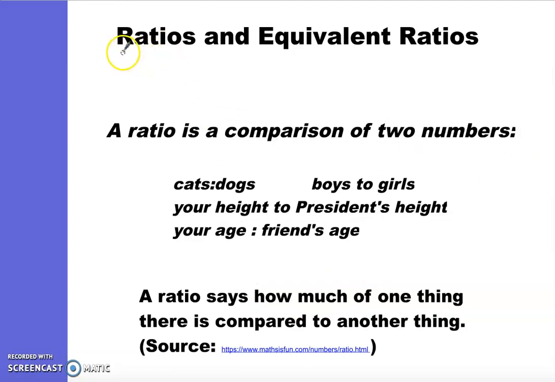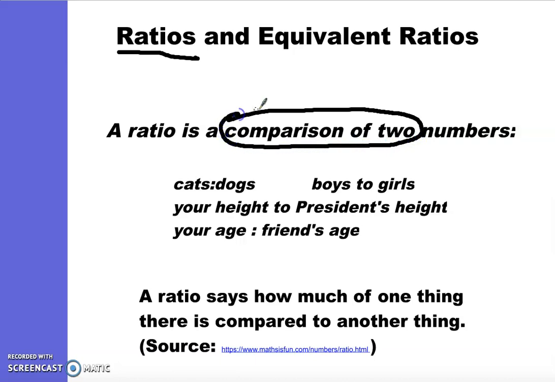This video is going to be about ratios and equivalent ratios. Notice that the word ratio, you can say it in two different ways. You can say ratios or ratio. Now a ratio is a comparison of two numbers. For example, we can compare cats and dogs, we can compare boys to girls, we can compare your height to the president's height, or we can compare your age to your friend's age. We can compare two different things.